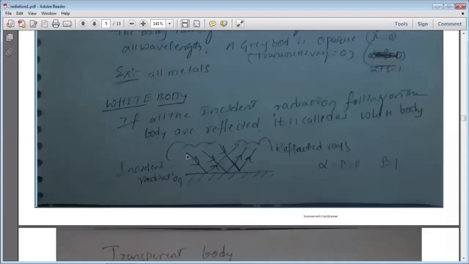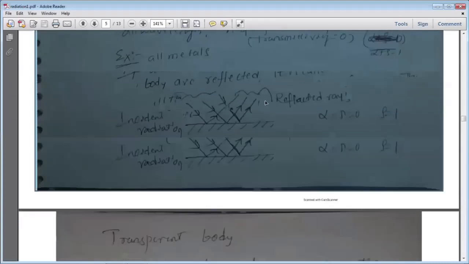So here, incident radiations, all the incident radiations will be reflected back. Hence this case is called a white body. So for the white body, absorptivity alpha and transmittivity tau are equal to 0, and reflectivity is equal to 1, because it reflects whatever incident radiations fall on that body. So reflectivity is equal to 1 here.